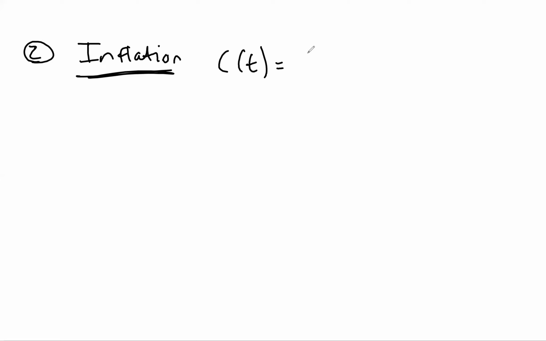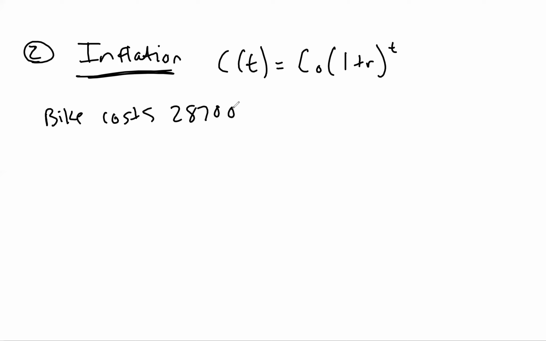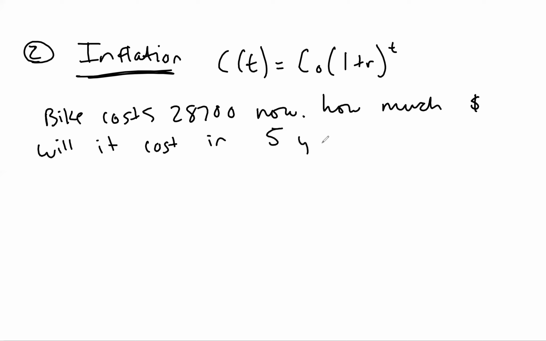All right, number 2. Okay, so we're going to be dealing with inflation. And we are going to be given a function. It's C of t equals C sub 0 times 1 plus r to the t. And in this particular problem, it's going to tell us that a bike costs $28,700 now. With inflation, how much will it cost in 5 years?